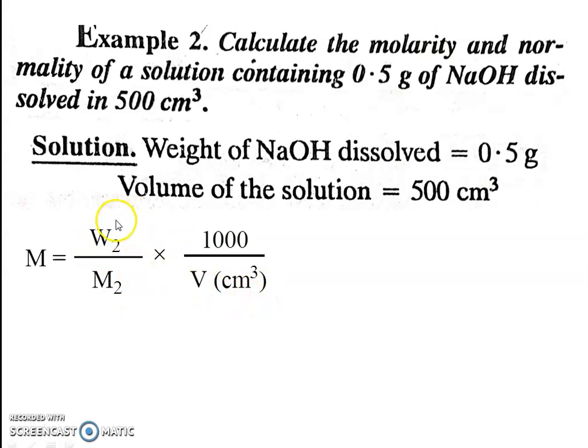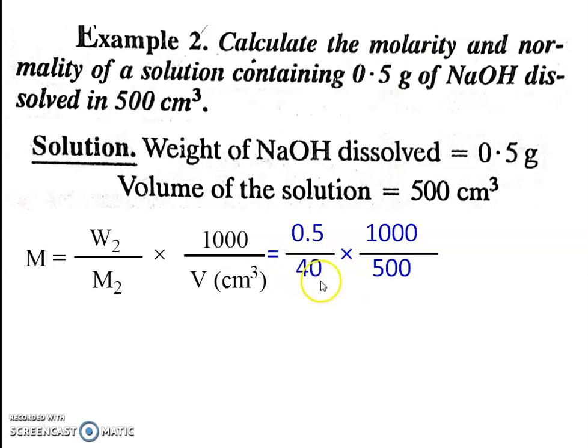Now we know the weight of solute, we know the molar mass of solute. Molar mass of NaOH is 40. So just substitute the values, 0.5 upon 40, where 40 is the molar mass of sodium hydroxide, into 1000 by 500. So volume of solution is also given and the answer is 0.025 molar. So molarity is 0.025.